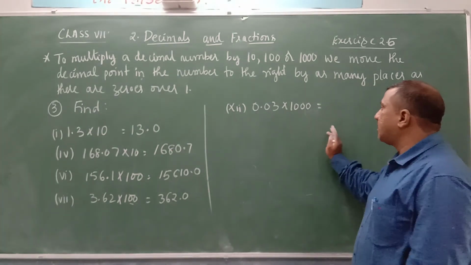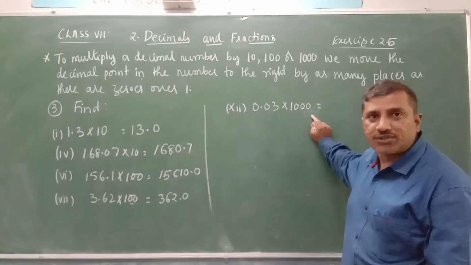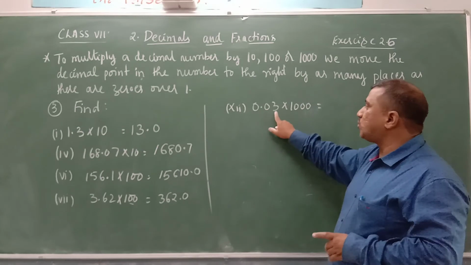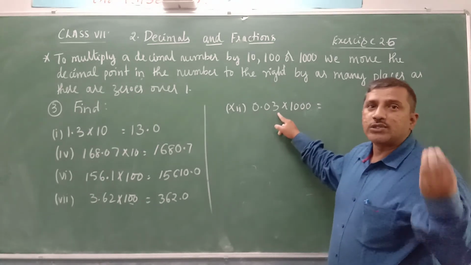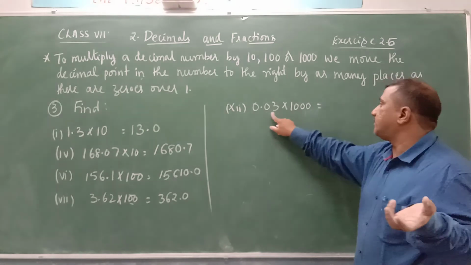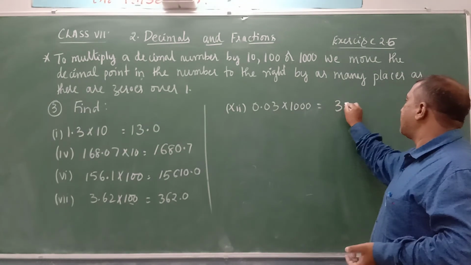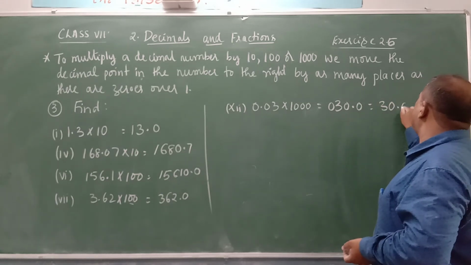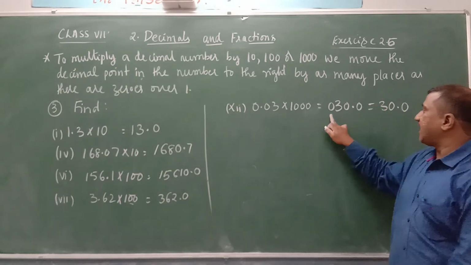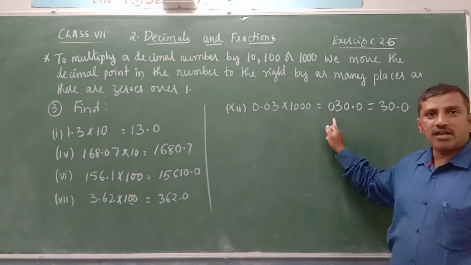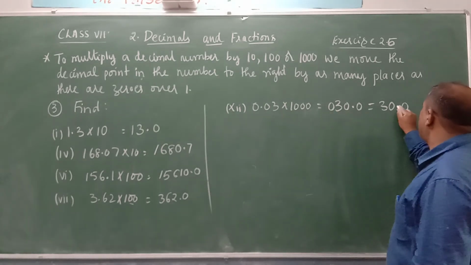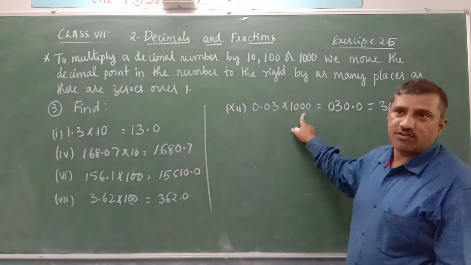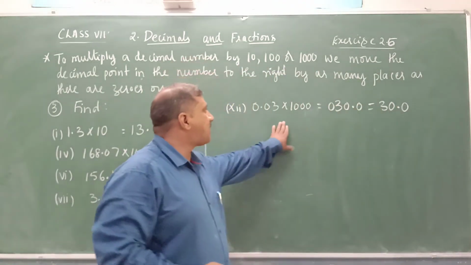Now with 1000. 1000 has 3 zeros. Therefore the decimal point will move 3 places. But here only 1 and 2 digits are there, there is no third digit. So what will the third digit be? 0. Therefore it will become 30.0. If you keep zeros on the left side, they have no value, that's why we remove them. So 30.0 is the value, that is the product of 0.03 into 1000.